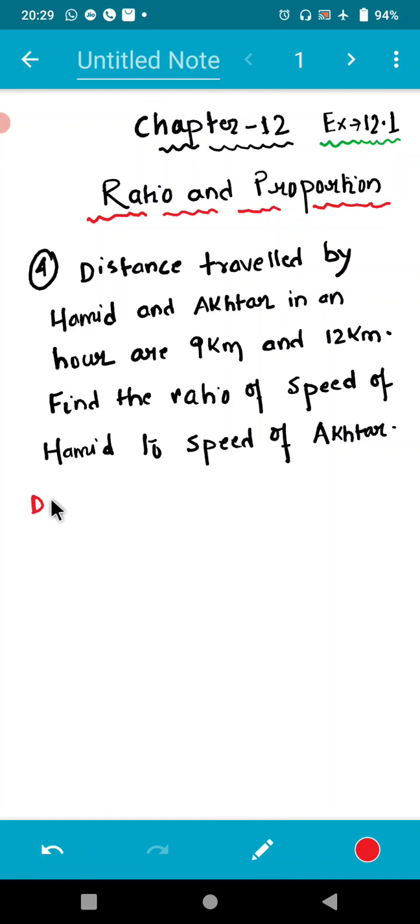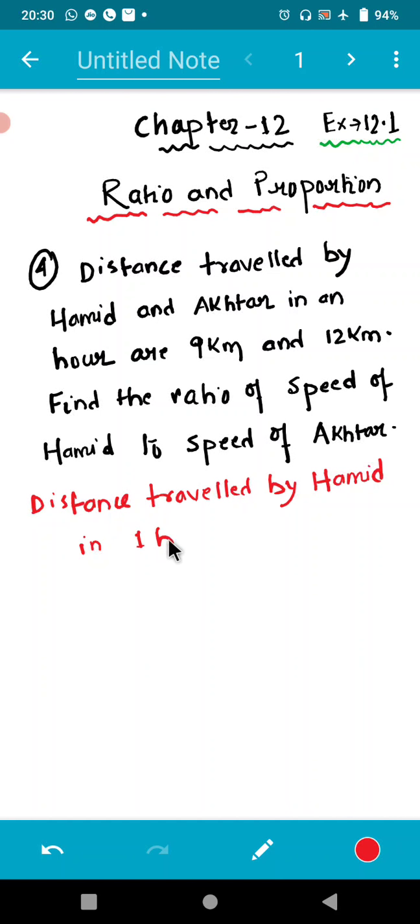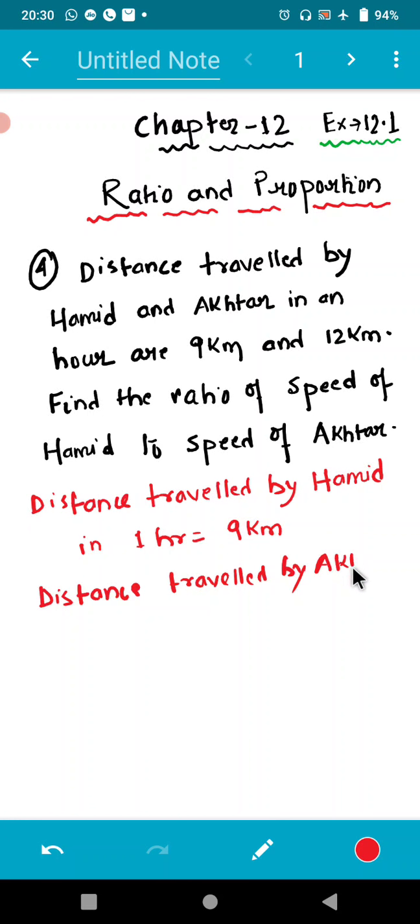So the first statement would be distance traveled by Hamid in 1 hour, that would be equals to 9 kilometer. And distance traveled by Akhtar in 1 hour, that would be equals to 12 kilometer.